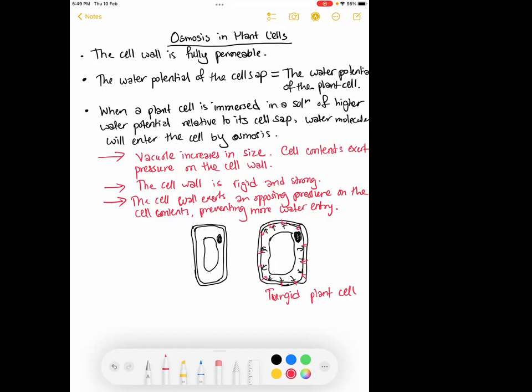Okay, so this turgor pressure provides mechanical support for many non-woody plants. So it is very good to actually stay turgid for a plant cell. However, I'm going to show you the other case, when we place a plant cell in a solution of lower water potential. That can be quite deadly for a plant cell. That can be quite lethal.